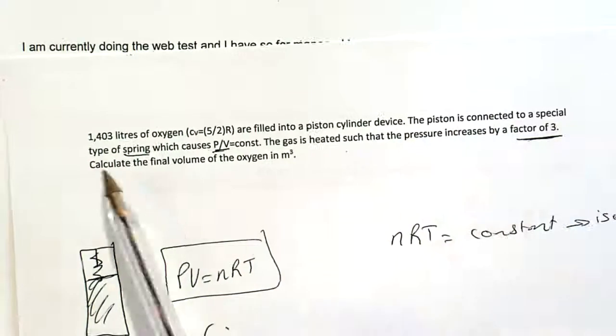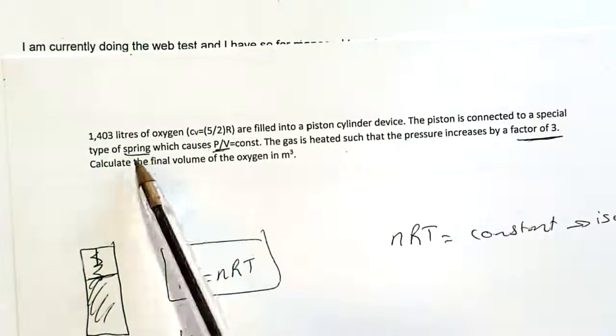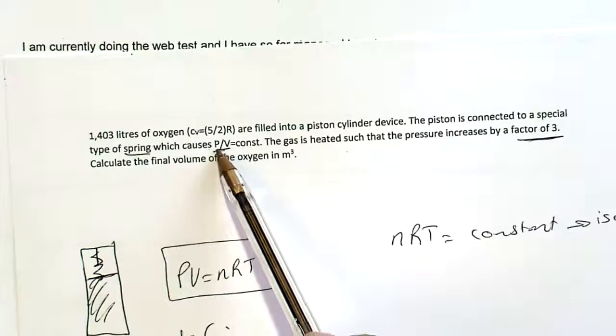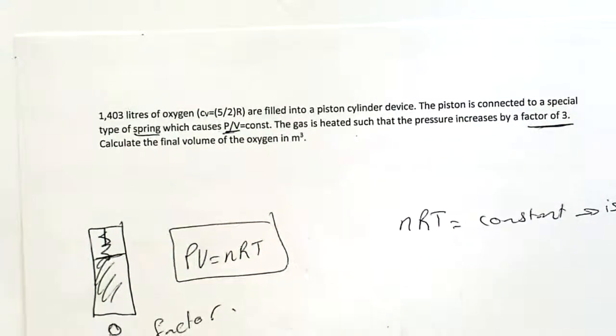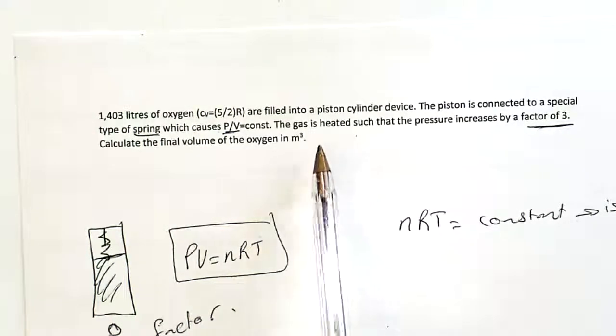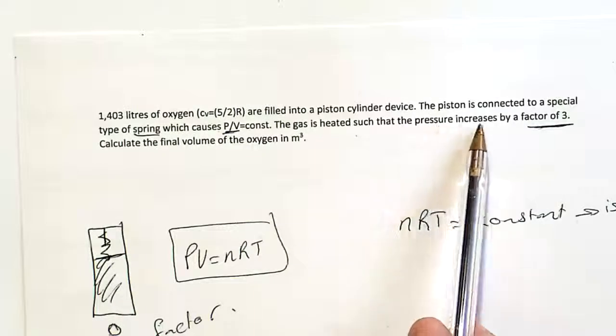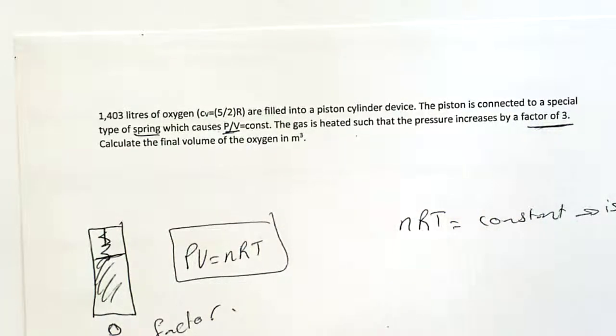The piston is connected to a special type of spring, which causes P and V to be constant. Now, basically, what it means is the pressure remains constant, and if the pressure increases, the volume will increase to compensate. The gas is heated such that the pressure increases by a factor of 3. Calculate the final volume of the oxygen.